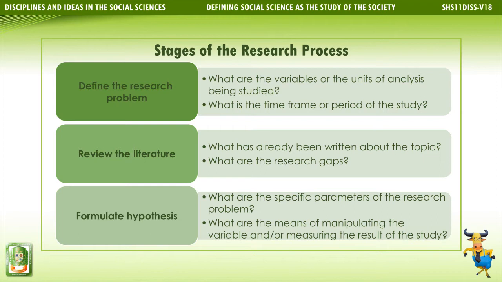For stage 2, review the related literature. Key questions, what has already been written about the topic? What are the research gaps? For stage 3, formulate hypothesis. Key questions, what are the specific parameters of the research problem? What are the means of manipulating the variable and or measuring the result of the study?